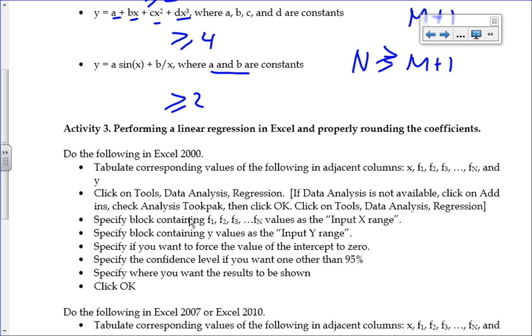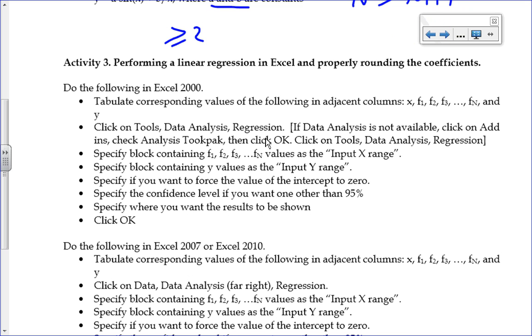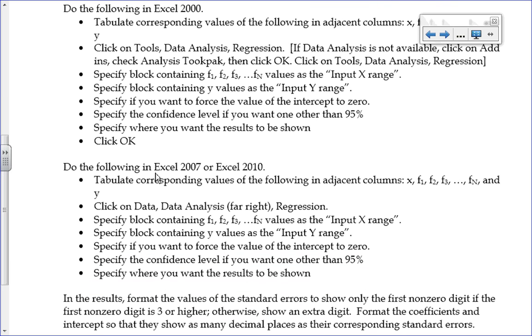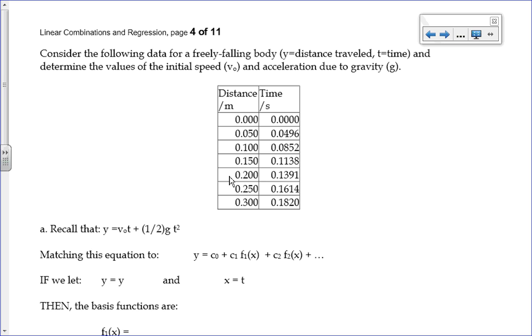So here in your handout for activity 3, I gave you the procedure for doing the linear regression in Excel. So if you have Excel 2000, this is the procedure, and then this is the procedure for Excel 2007 and 2010. All right, and so I'm going to demonstrate that with this data for free fall. You have y, here's a distance, so we're going to call this our y, and t is time. And we're going to fit this to an equation y equals, you've seen this in physics, right? V naught t plus 1/2 gt squared.